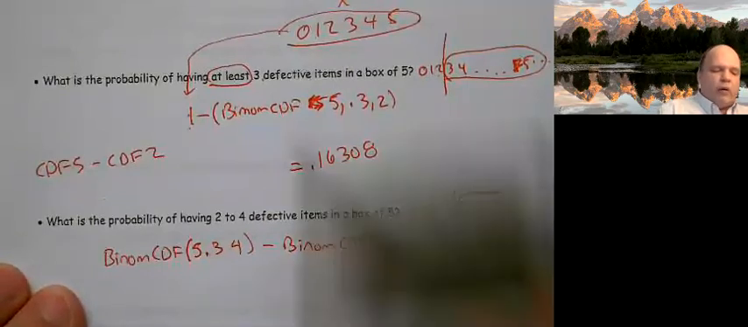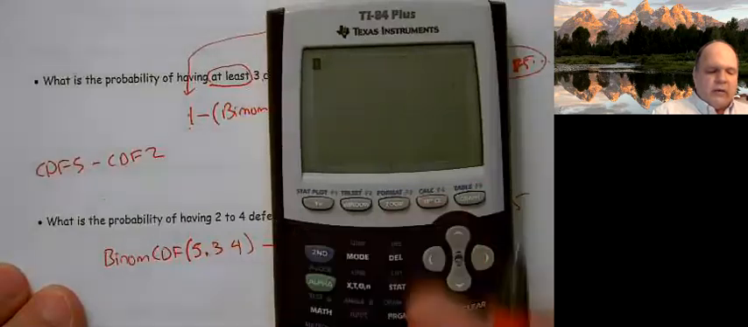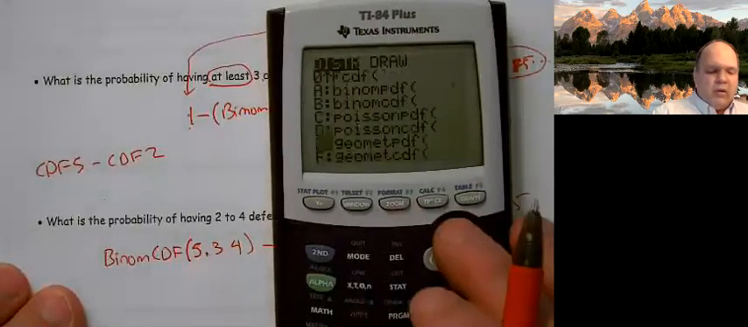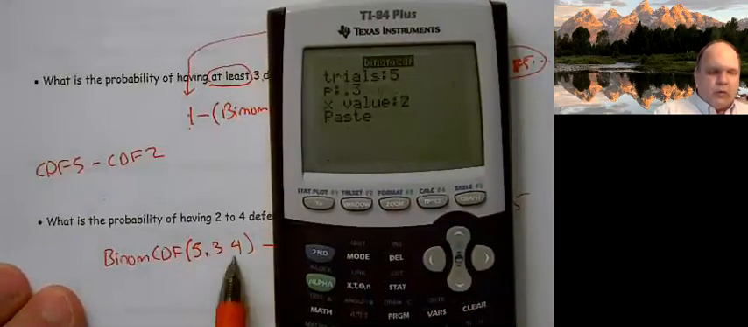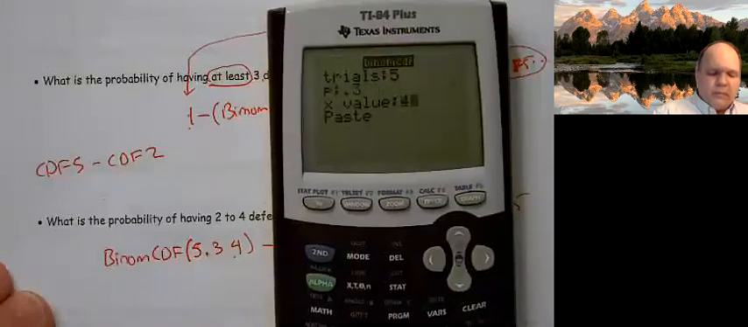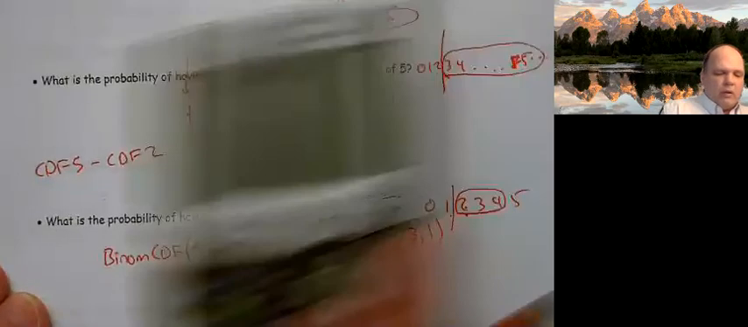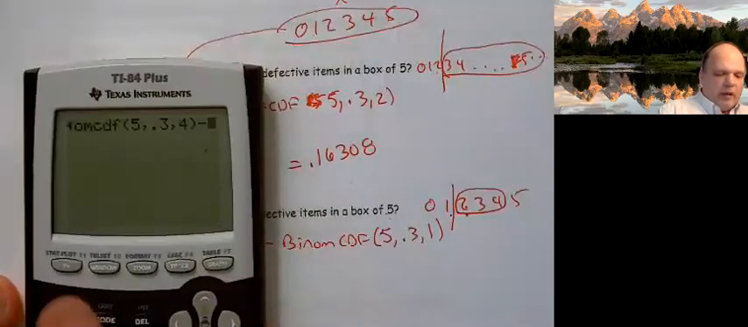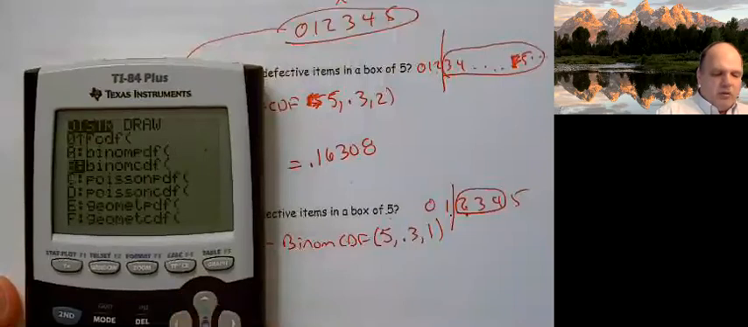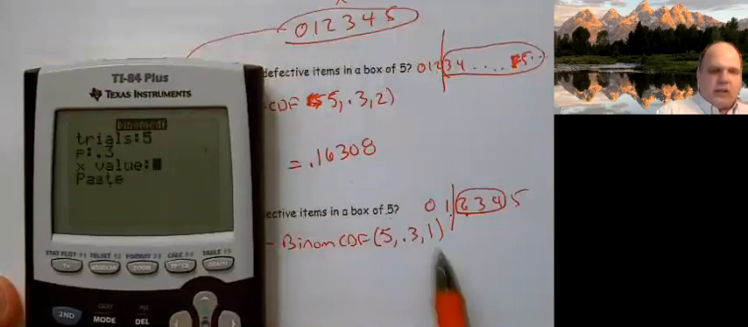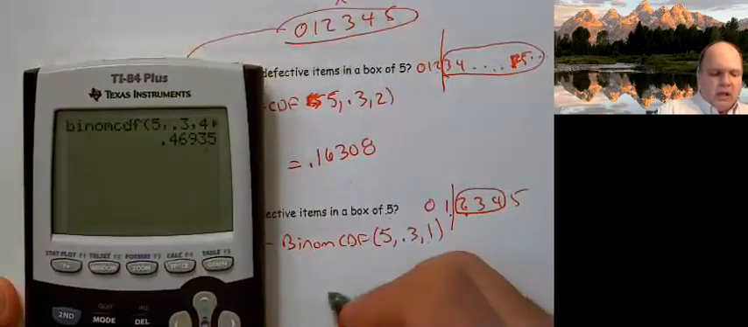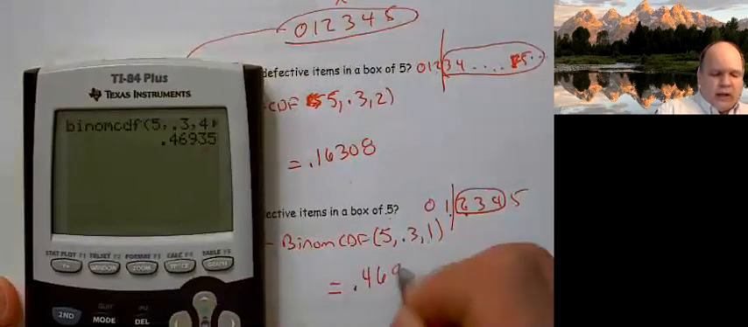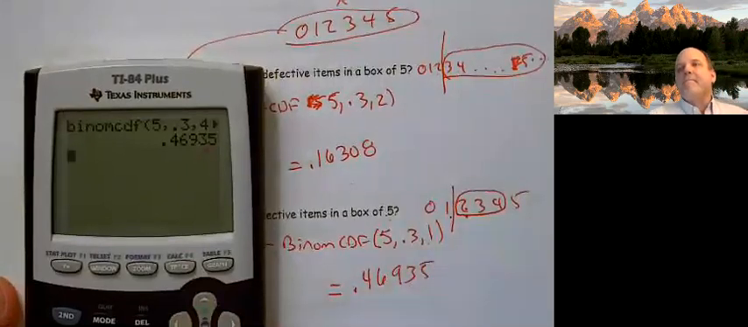So here's what it looks like on a calculator. Second vars, binomial CDF. Trials are 5. P is 0.3. Our X value, the first one is a 4. Minus second vars, binomial CDF, trials is 5, subtracting out what I don't want, my X value is a 1, and I end up getting 0.46935. All right, that'll stop this one.